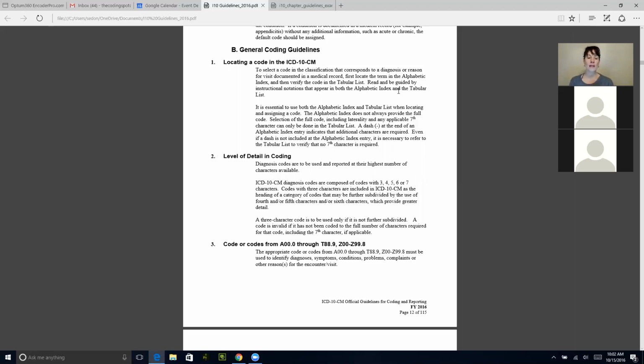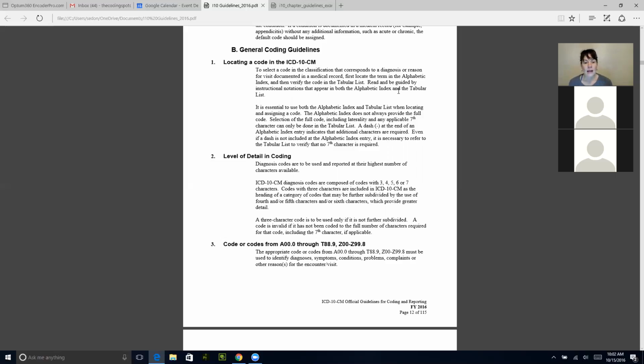So under B, general coding guidelines, number 1, we see locating a code in the ICD-10 CM. So this is going to tell us the proper way to look up a code. You're going to learn that for exam purposes, you're not necessarily going to be properly looking up codes every time because of the time that takes. But it's still very important for you to know how you look up a code.